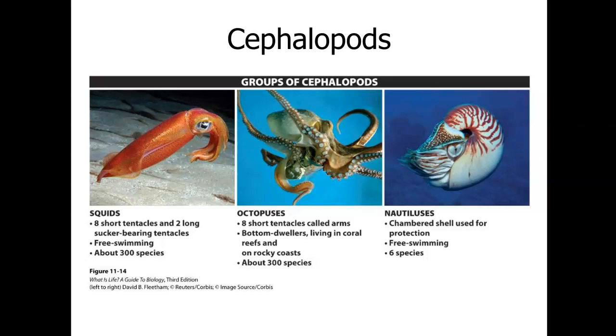Then you see the octopus here. There's going to be about 400 species. These are going to lack shells. They have 8 short tentacles called arms. They are referred to as bottom dwellers because you'll see them usually living amongst coral reefs and rocky coast, crawling across the bottom. These also can possess ink sacs, and they use them to squirt a cloud of ink in the direction of the predator in order to escape. So all species of these are going to have tentacles, and they're going to use them, like we said, for walking, swimming, and capturing prey.